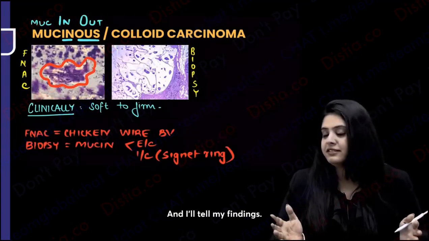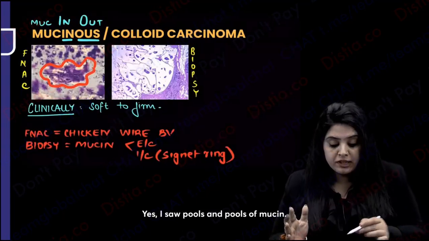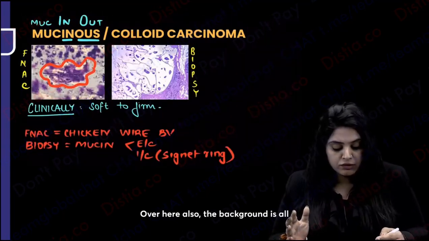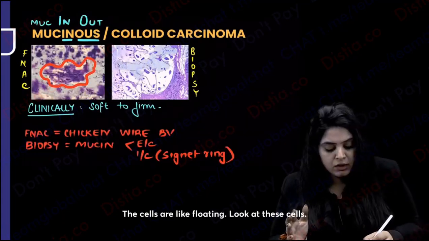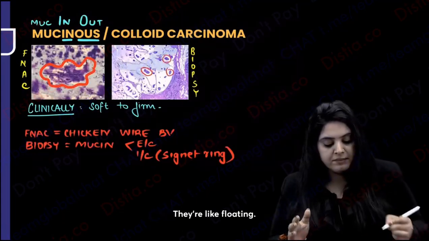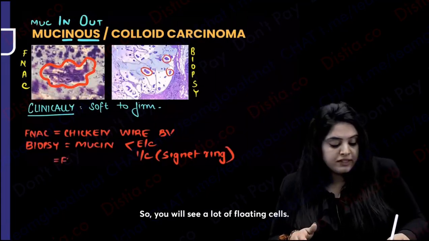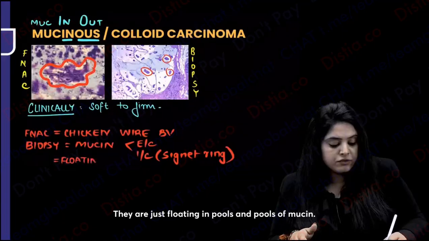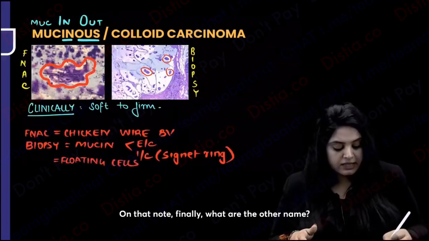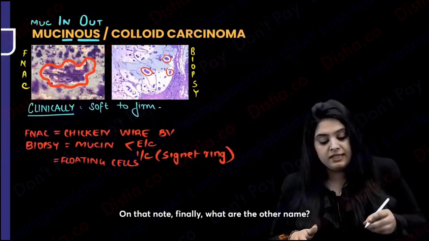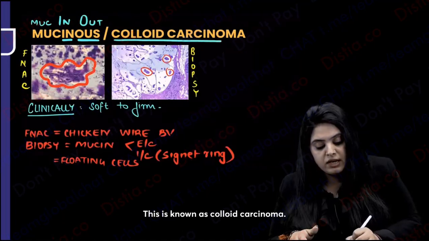And I'll tell my findings. Yes, I saw pools and pools of mucin. Over here also the background is all pools and pools of mucin. The cells are like floating. Look at these cells. They are like floating. So you will see a lot of floating cells. Where are they floating? They are just floating in pools and pools of mucin. On that note, finally, what is the other name? This is known as colloid carcinoma.